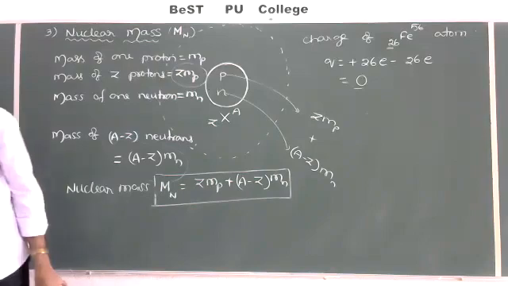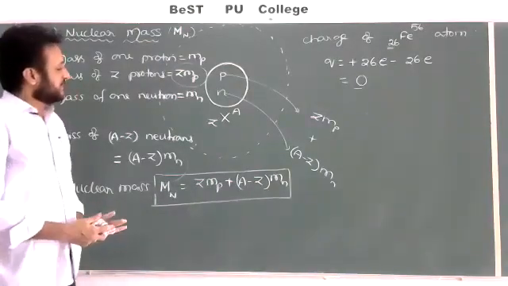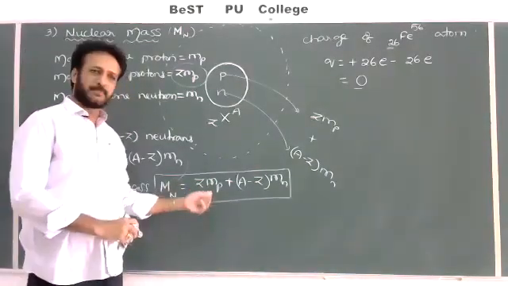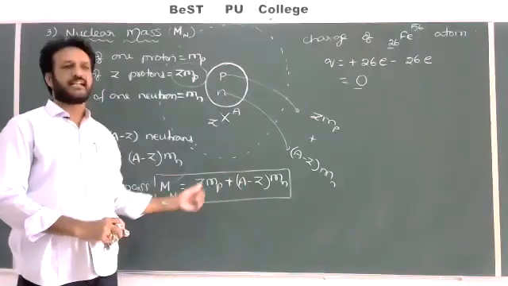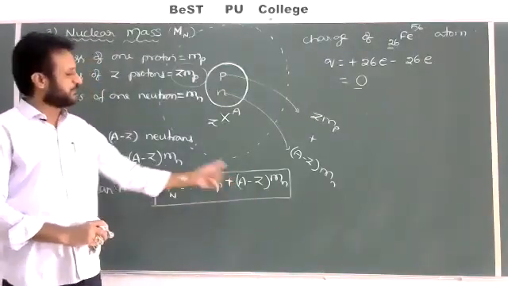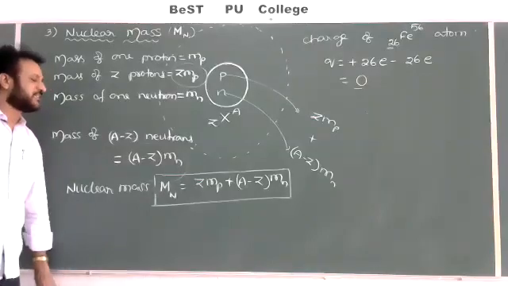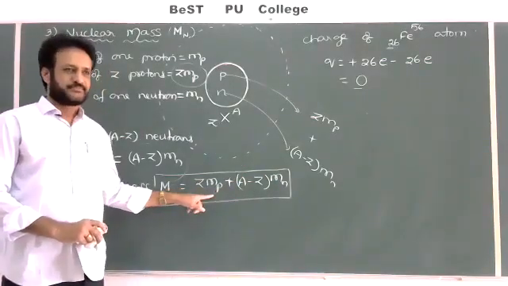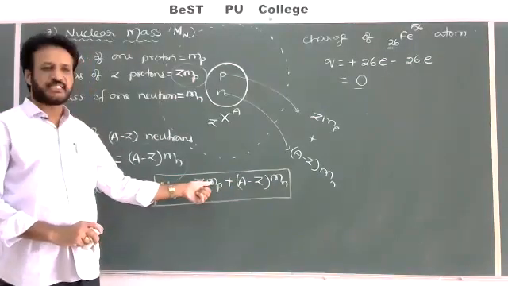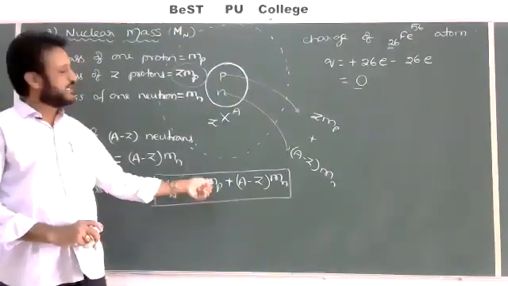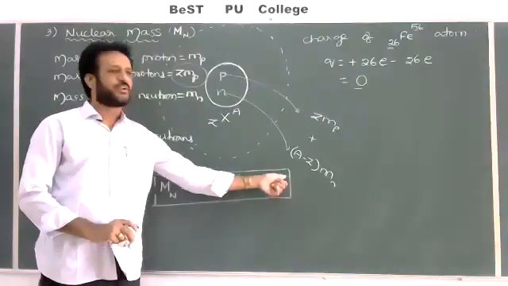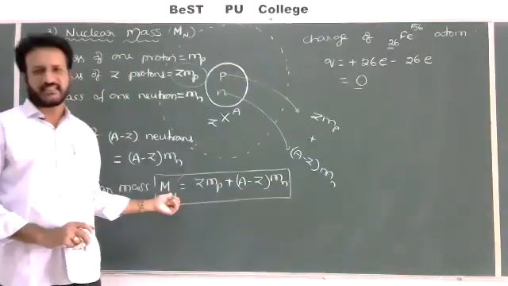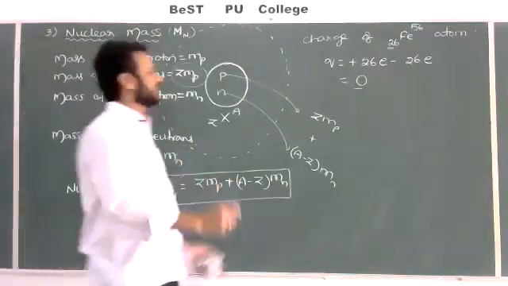So, what is the total mass of the nucleus? Nuclear mass means the sum of the mass of the protons and the mass of the neutrons. Adding both will give the total mass. Generally, the mass of the proton and the mass of the neutron are nearly equal: 1.6726 into 10 power minus 27 kg, and 1.6749 into 10 power minus 27 kg. Almost both are equal.